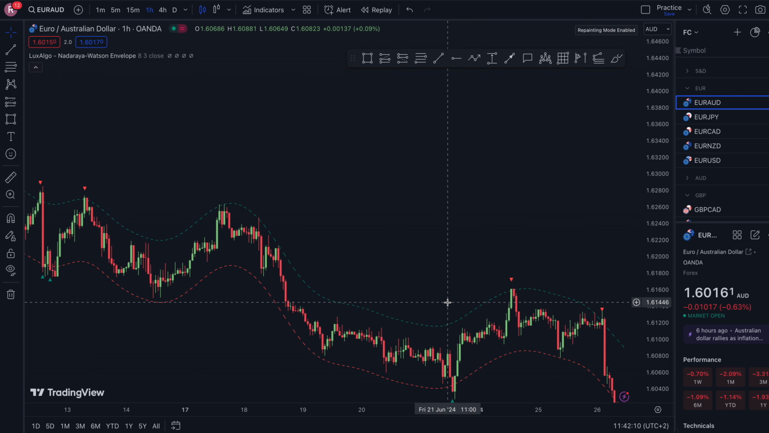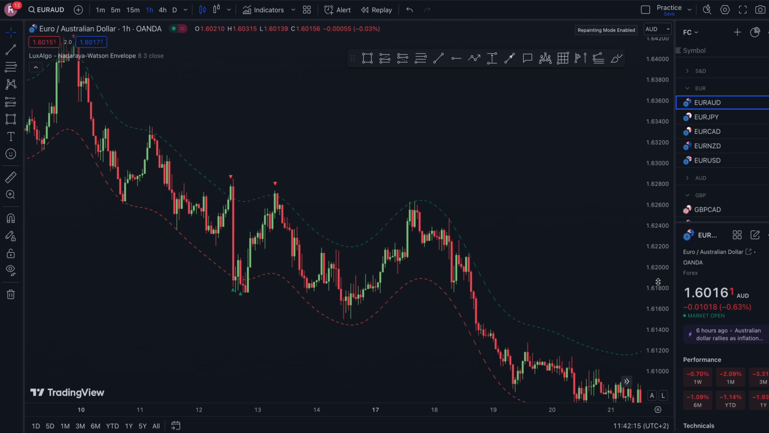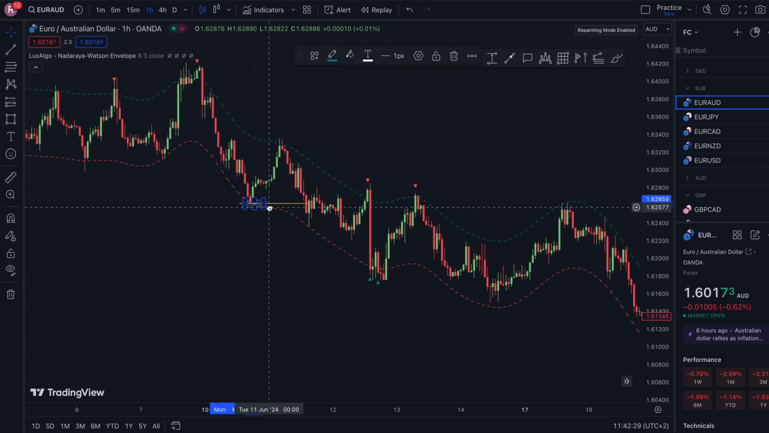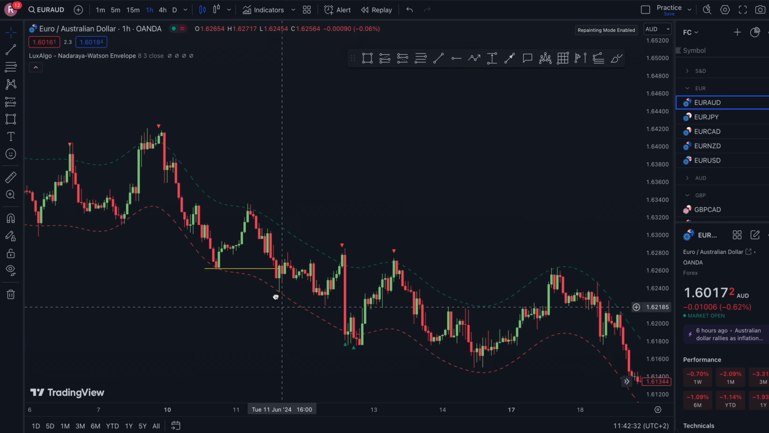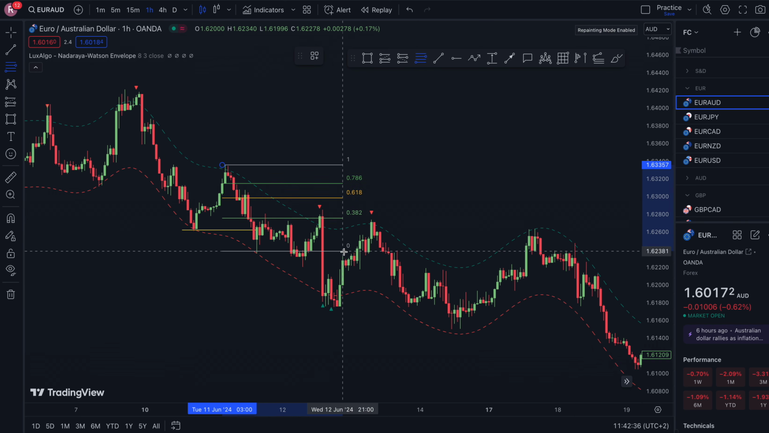All right, now this strategy is trend based. Now let's say, for example, trend is going down, right? You want to wait for price to break a structure. You see, price has broken the most recent low, which was this low. Price has broken it. So now you want to take your Fibonacci right here, draw it from the top to the bottom, as such.